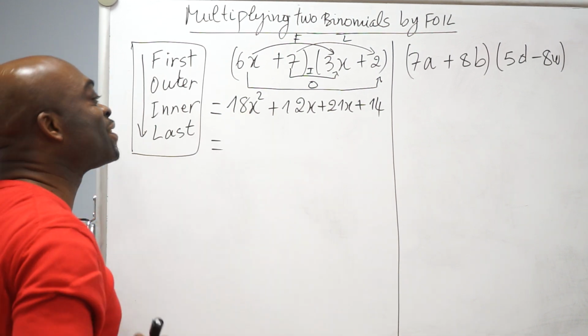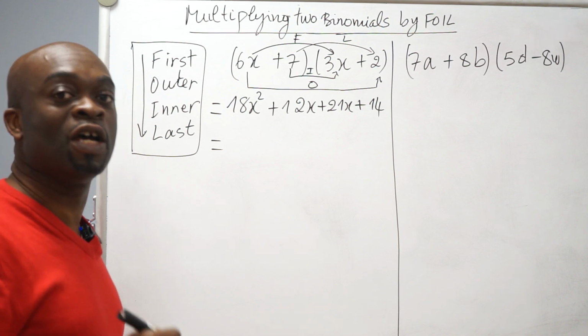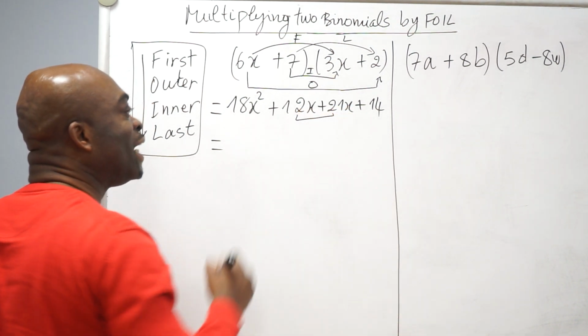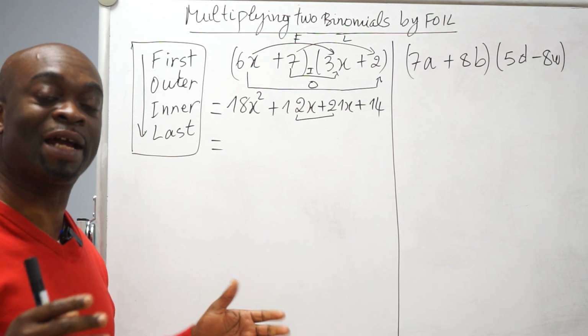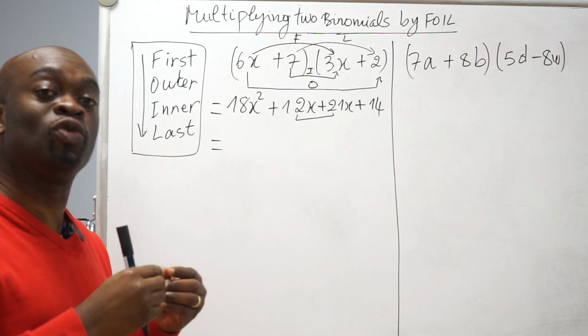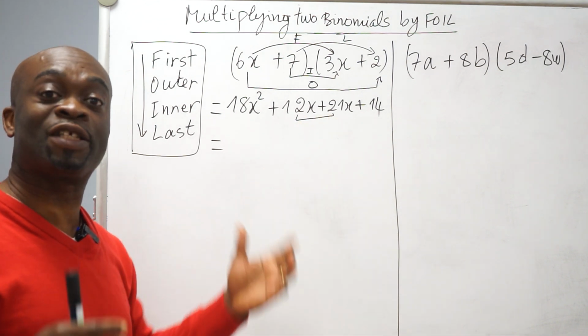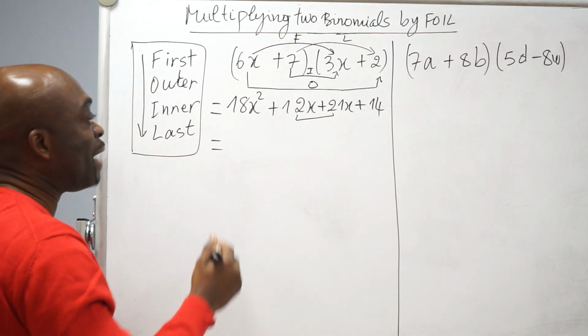So now 18x squared plus 12x plus 21x plus 14. So we combine like terms, okay? Never forget, because anytime you have expressions like that, always look at like terms. That means, do they have the same variables? 12x and 21x are like terms because they have the same variables. So what's going to happen after that?